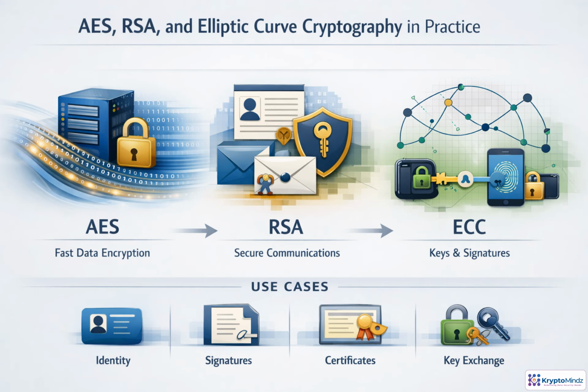AES, RSA, and elliptic curve cryptography each play different roles. AES is the workhorse for fast, bulk data encryption, such as securing storage or VPN traffic. RSA and ECC are asymmetric tools, better suited for identity, digital signatures, certificates, and exchanging keys safely. In real systems, you usually combine them, choosing based on performance needs, compliance requirements, and platform support.